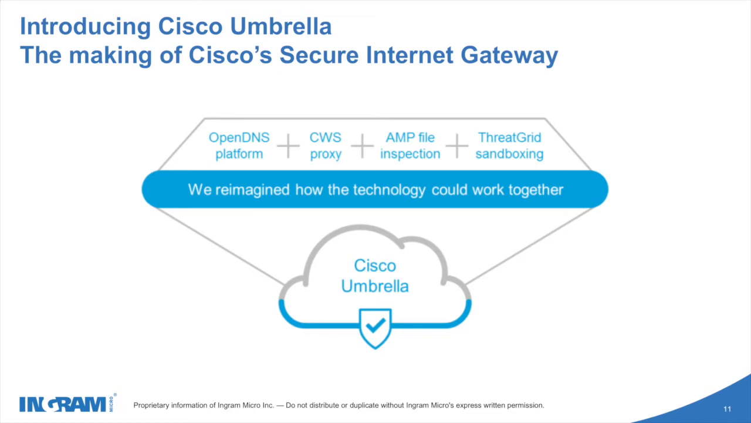So, they started with the internet infrastructure from OpenDNS Umbrella as the foundation and brought together capabilities from the Cloud Web Security Proxy and AMP. And these products haven't just been stitched together but reimagined for how they can be delivered within Umbrella so that they are easy to use and able to deliver even the most effective security.